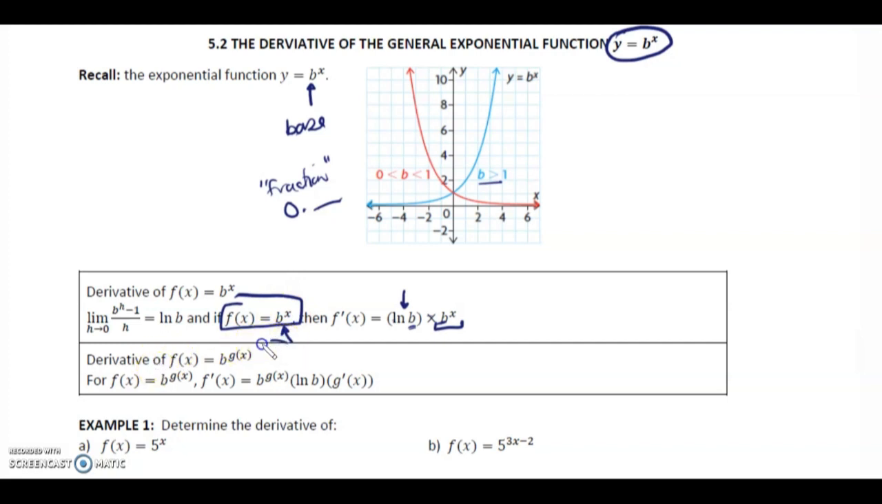Now, if the exponent is actually a polynomial, so b to the g at x, it's kind of the same approach. We would rewrite it as is, a direct rewrite. We would still multiply by ln of whatever the base is, but then we have to chain rule it. We would have to take the derivative of g at x and multiply it.